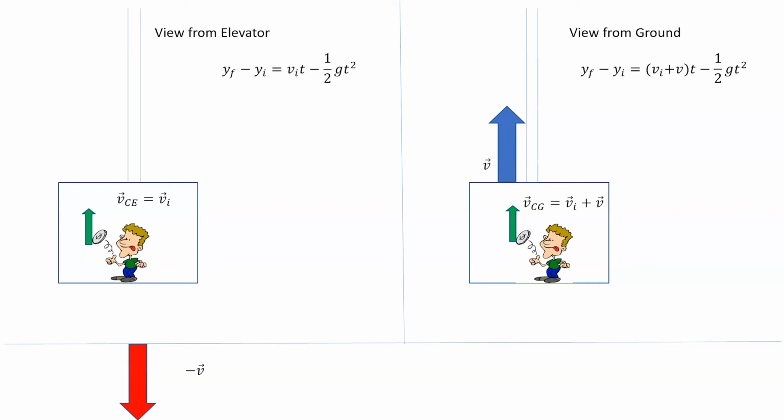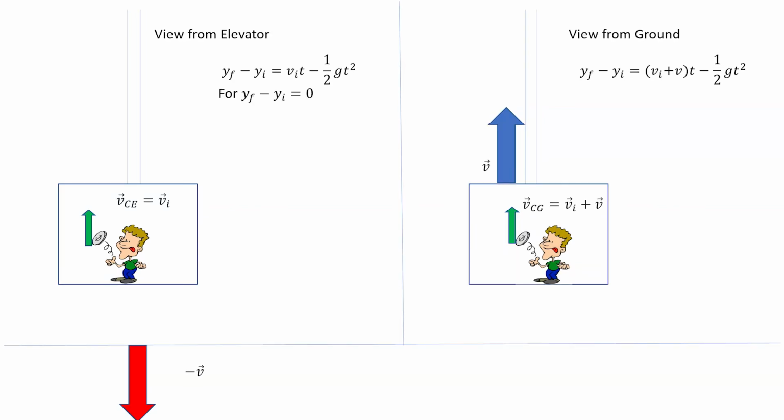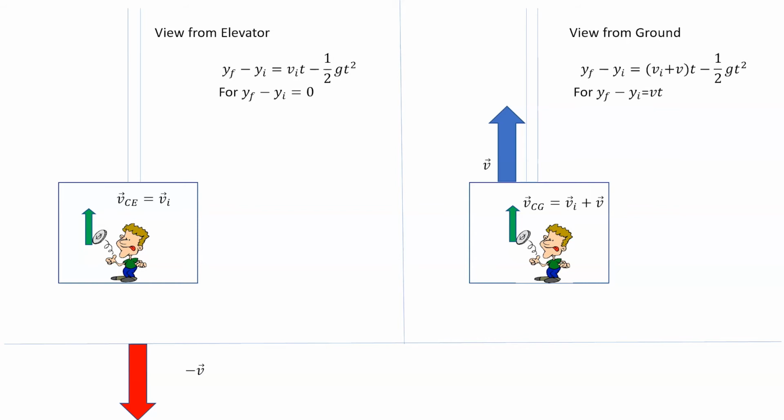So in both cases, it's the same kinematic laws, except that if you notice, the speeds are different because they're relative speeds. So in the case of the elevator, the coin leaves his hand and arrives at his hand. He's not moving, so the distance between those two events is 0. Meanwhile, from the ground, it starts in his hand and it ends in his hand, but his hand has moved upward a distance vt during that time. So let's plug this in and see what happens.